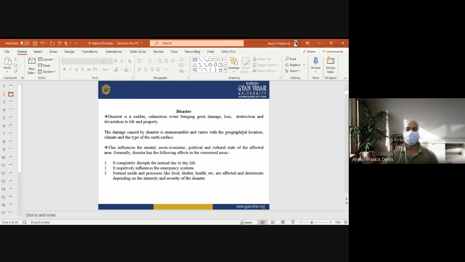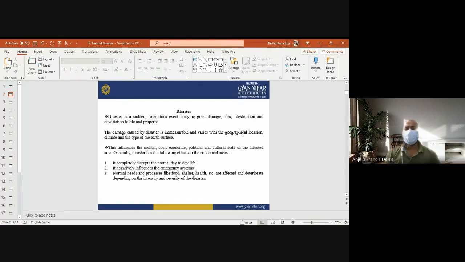So these are the factors which play a very important role in the occurrence of disaster, as well as the rate of damage which has occurred by any kind of disaster. A disaster influences the mental, social, economic, socio-economic, political, and cultural state of the affected area. Generally, the disaster has the following effects in the concerned areas.